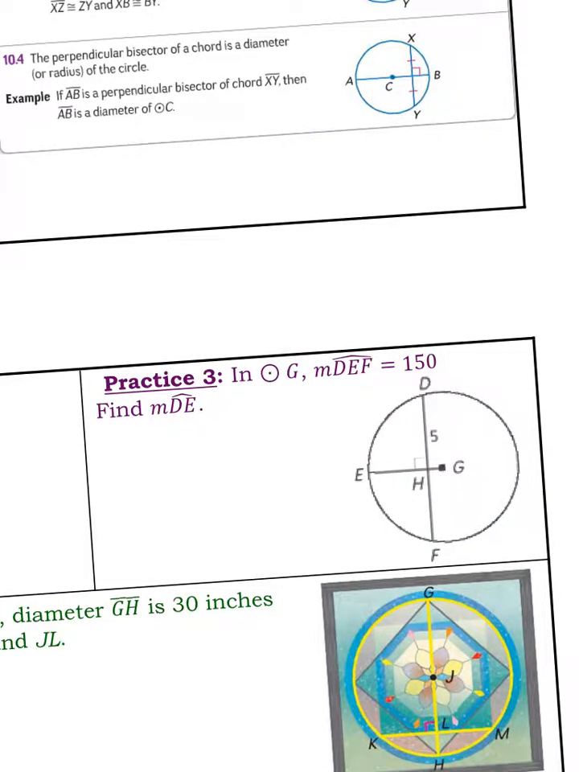In circle G, measure DEF is 150, find DE. Same idea, cut it in half. Half of 150 is 75.